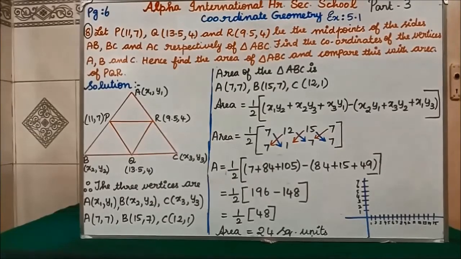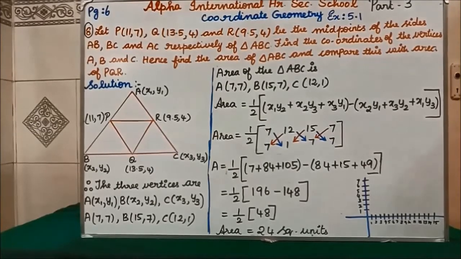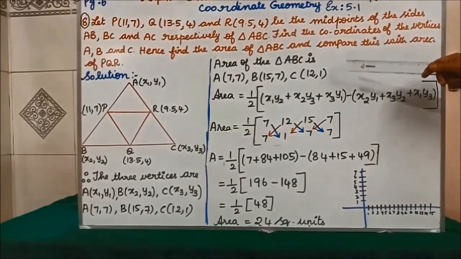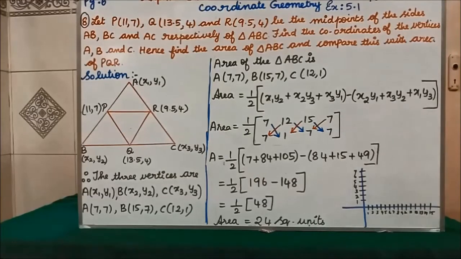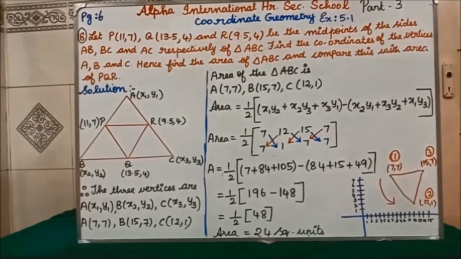The same model. Okay, now I have told you many times, before start writing, you have to plot the points in the graph. Then only you will get positive value. Otherwise, at last you will get area will be negative value. See how I am plotting now. Students, I have plotted the graph here. See 7, 7. It will come here. The first vertex. Then the 15, 7 will come here. Then C is 12, 1.